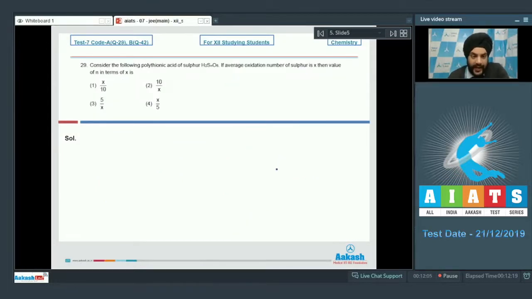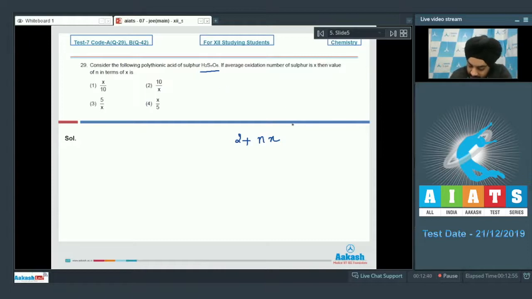Let us look at question number 29 now, students. Consider the following polythionic acid of sulfur, which is H2SnO6. If the average oxidation number of sulfur is x, then the value of n in terms of x is. Okay. So students, it is a very easy question. It is based on the balancing of oxidation numbers. So we have 2 plus n into x, where n is the number of sulfur atoms and x is the charge on each sulfur. So this is the total charge on all the sulfur atoms present in this molecule.